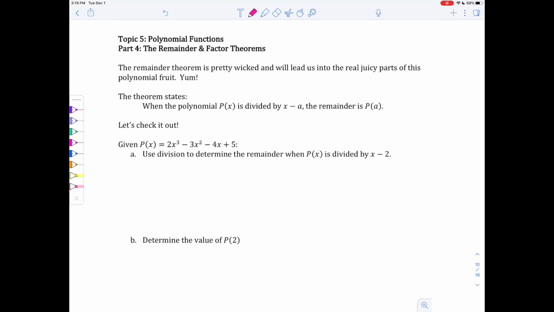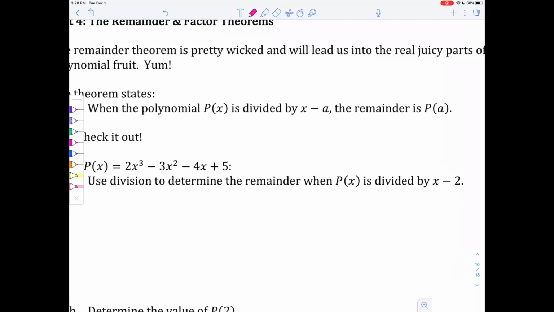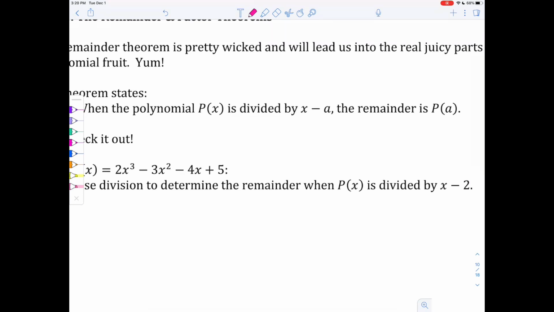We're going to talk about the remainder and factor theorems. These are amazing theorems. I love their simplicity, and I love what they can tell us about polynomial functions. So the remainder theorem states that when the polynomial p of x is divided by x minus a, the remainder is p of a. So let's check it out.